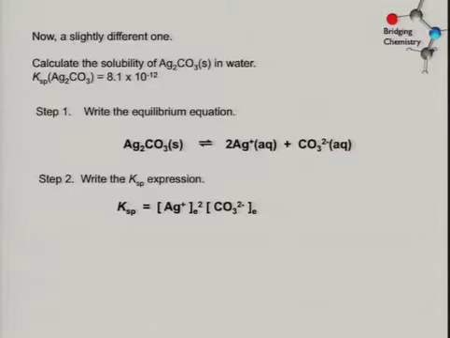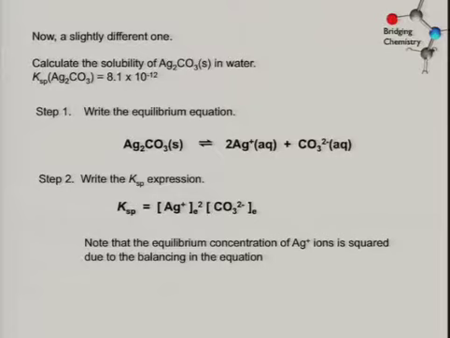So in order to calculate the solubility, first we've got to write down the equation, the solid dissolving to give the ions. Then you write down the KSP expression, which looks like this. And note that the equilibrium concentration of silver ions is squared due to the balancing in the equation. It's one of our rules. The rules for writing the K are that if there's a 2 in the balancing, we have to square the concentration of that thing in the equilibrium constant expression.